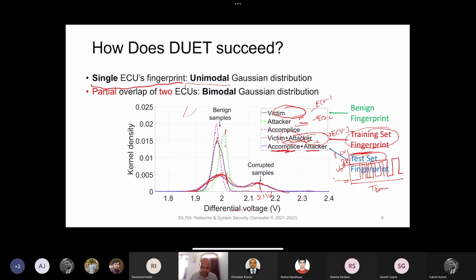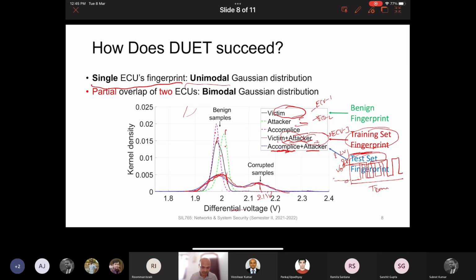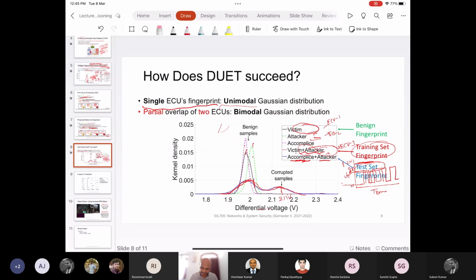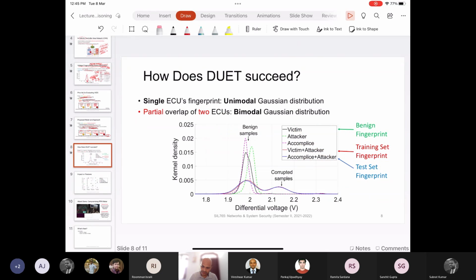Yeah, the blue curve is difficult to see. So let me, okay. Should I delete it? Okay.